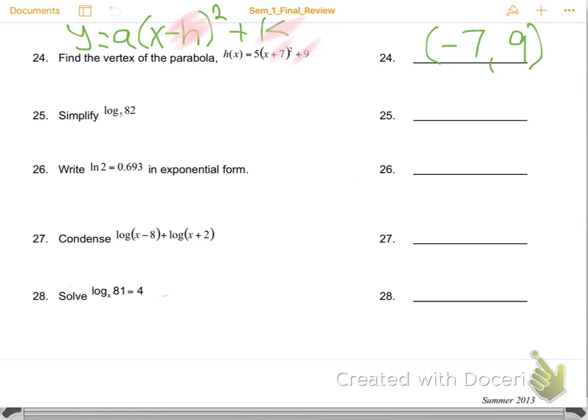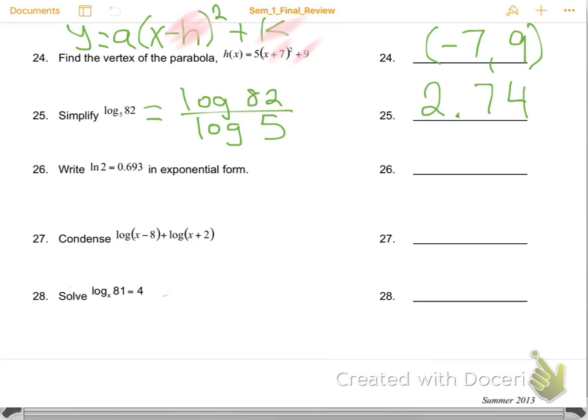For 25, simplify the log base 5 of 82. We don't know how to do that in the calculator with the itty-bitty number, but you really can put it in the calculator by typing log of 82 over log of 5, remembering after the 82, closing the parentheses, and then again after the log of 5, closing those parentheses. And you should get 2.74.